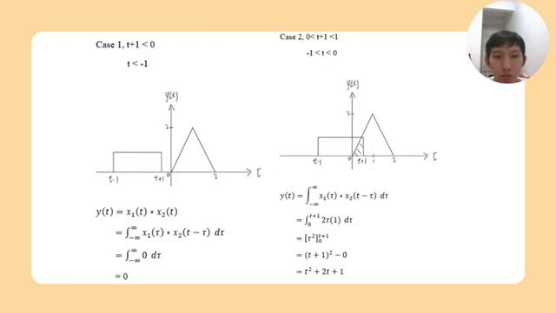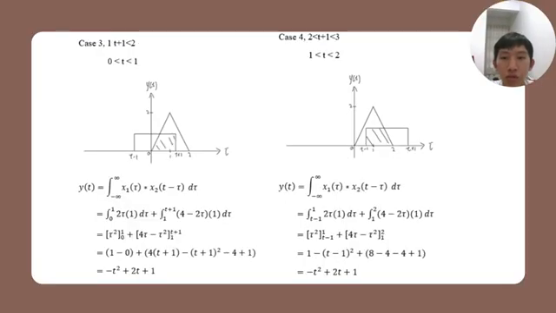Then for case 2, we consider that t plus 1 is between 0 and 1, so t is between -1 and 0. Since there is overlapping between 0 and t plus 1, we integrate from 0 to t plus 1 and we get the result. For case 3, we consider that t is between 0 and 1, and from the graph, there is an overlapping between 0 and t plus 1. Therefore, we integrate from 0 to t plus 1 for case 3.